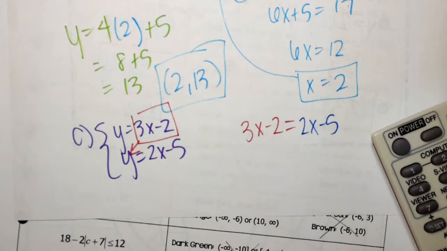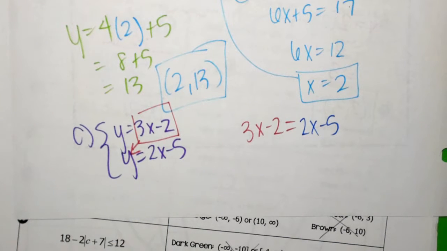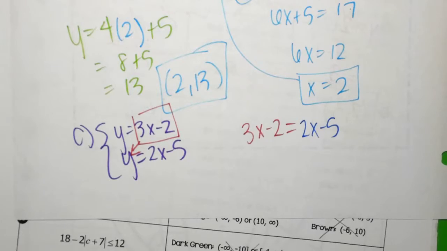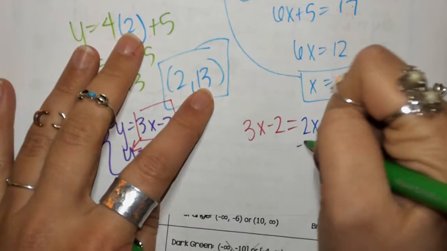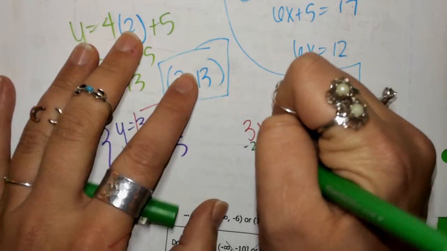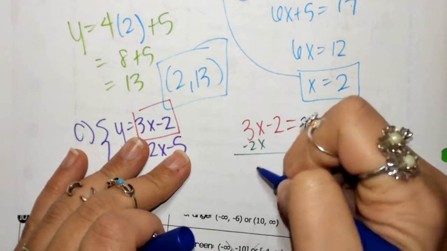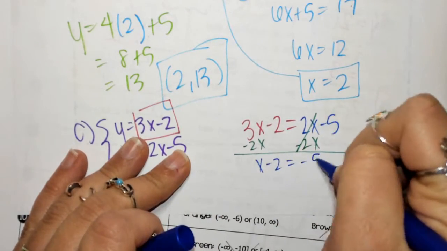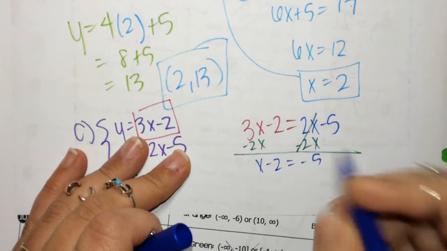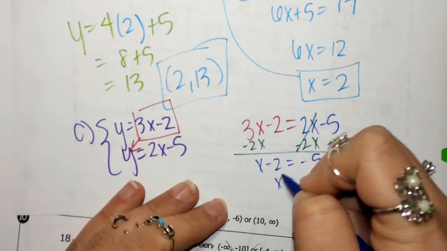So you should have subtracted. Subtract 2x. It's easier to move 2x than 3x. Subtract 2x so that you get x on the left. x minus 2 equals negative 5. Then add 2 to both sides. You get x equals negative 3.